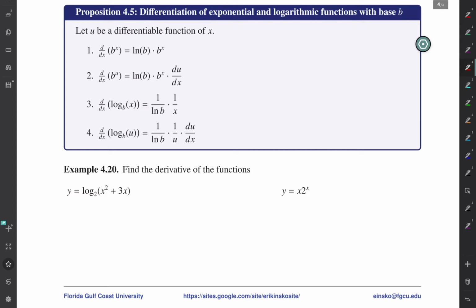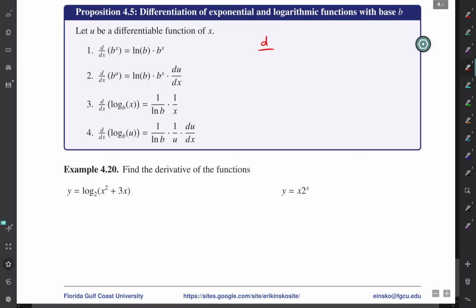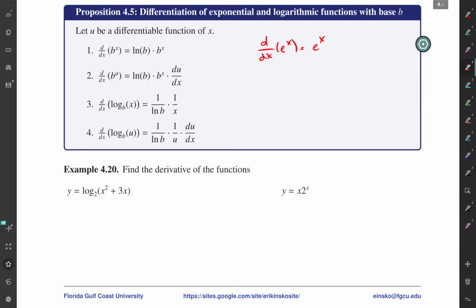Let me just write that down. d/dx of e to the x is e to the x times the natural log of e to the first power, which is just 1. So that's why we've never written that down. The same goes for any other base. It's going to be natural log of b times b to the x.